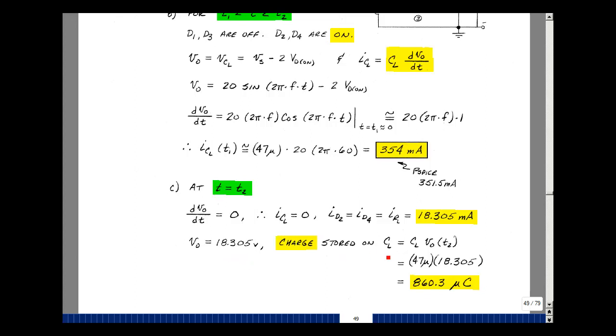The charge that's stored on a capacitor is equal to the capacitance times the voltage across it, from ECE302. It's going to be 47 microfarads times 18.305. We've deposited 860.3 microcoulombs of charge on the capacitor at that instant in time. The capacitor is a storage device, and we can take that charge back.